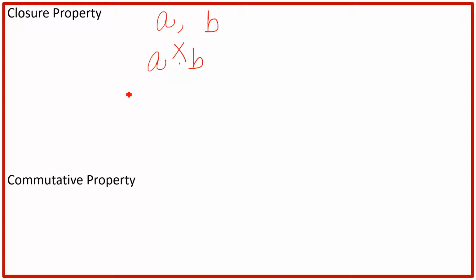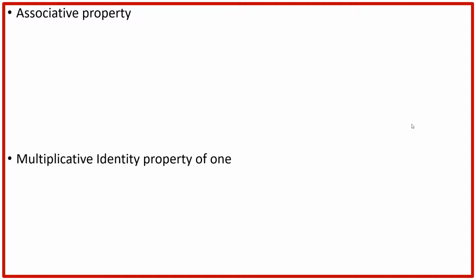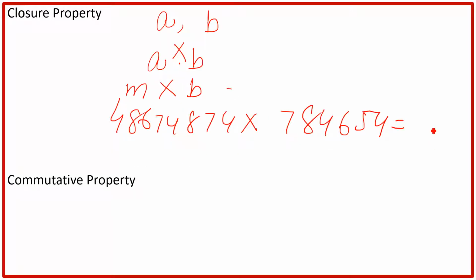If I multiply a million by a billion, we will get a unique number. If I multiply this number by this number, we will get a finite answer, but we will get a unique number. This is called the closure property. When we multiply two numbers, we will get a unique number.